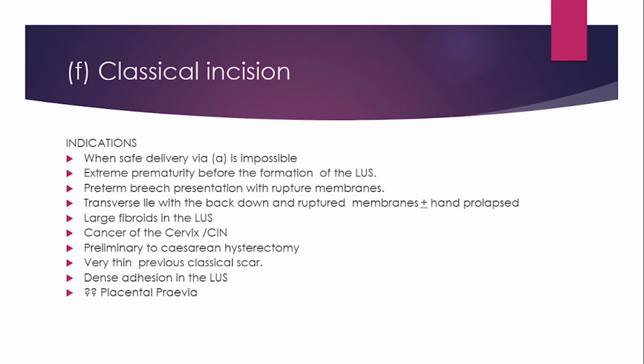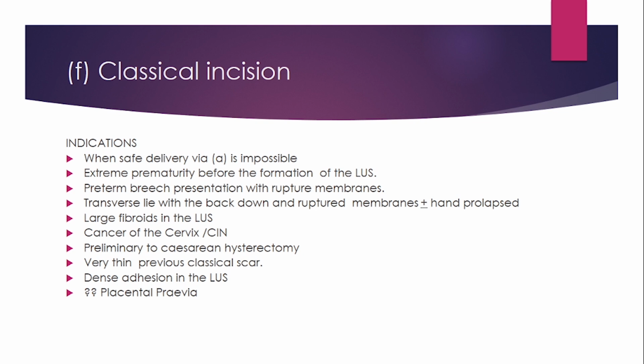Classical incision. Now, the indications of classical incision: when safe delivery via the Kerr incision is impossible, then in cases of extreme prematurity, before the formation of the lower uterine segment, or when there's preterm breech presentation with ruptured membranes, then when there's transverse lie with the back down and ruptured membranes, with or without hand prolapse, then when you have large fibroids in the lower uterine segment, when there's cancer of the cervix, you can see when you don't have access to the lower uterine segment, then of course you may want to employ classical incision.